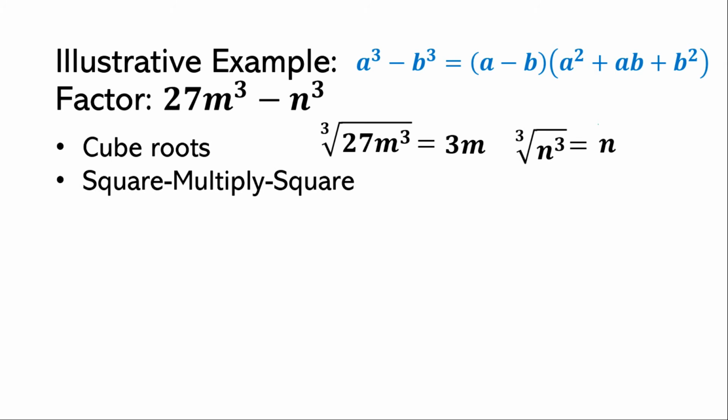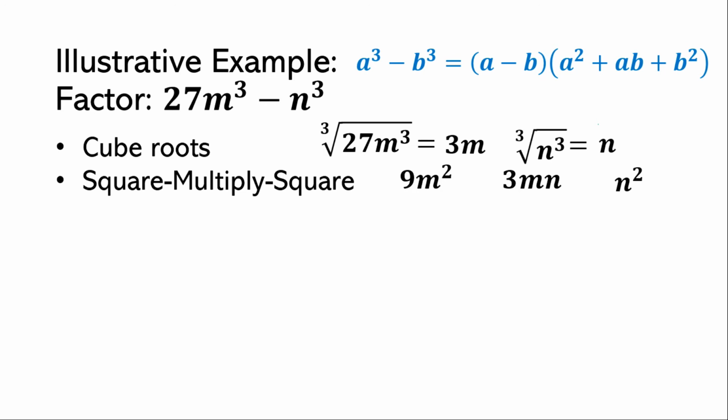Next, for the square multiply square, square our first cube root, which is 3m. 3m times 3m will give us 9m squared. Next is to multiply the two cube roots, which is 3m and n. So we will have 3mn. And for the third part, we have to square the cube root n. So we will have n squared.